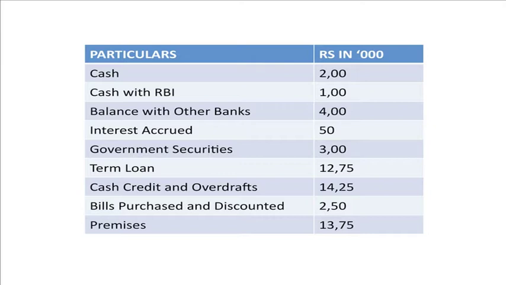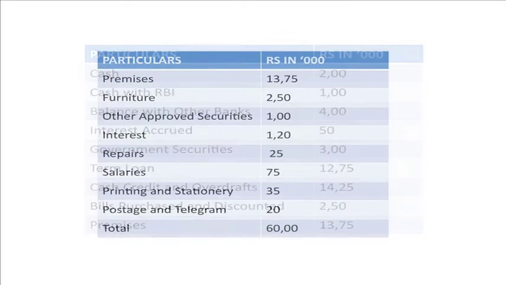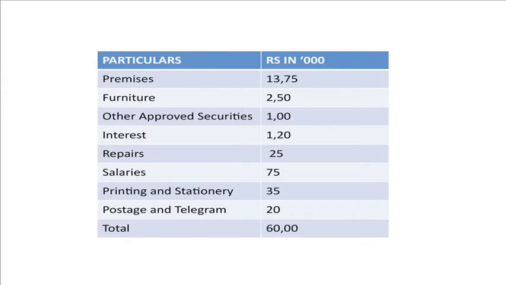it is 50,000, government securities 3 lakh, term loans 12 lakh 75,000, cash credit and overdrafts 14 lakh 25,000, bills purchased and discounted 2 lakh 50,000, premises 13 lakh 75,000, furniture 2 lakh 50,000, other approved securities 1 lakh, interest 1 lakh 20,000, repairs 25,000, salaries 75,000, printing and stationery 35,000, postage and telegram 20,000. Together the total is 60 lakh for the debit side.